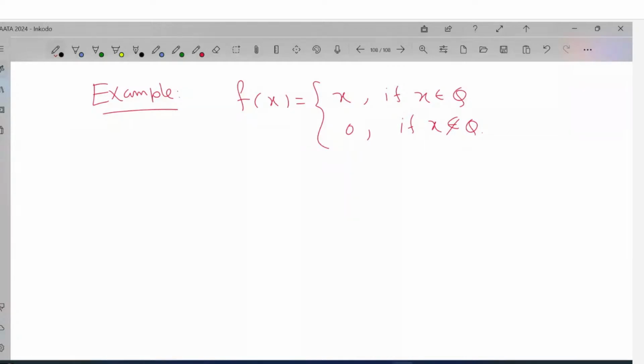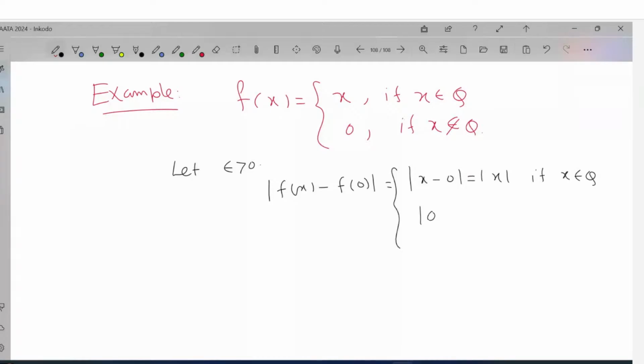Just take epsilon greater than 0. We need to calculate f(x) minus f(0). So what is f(x)? If x is a rational number, then it will be x and f(0) is 0. So x minus 0 is nothing but mod x if x belongs to Q. And if x is irrational, then 0 minus 0 will be 0 if x does not belong to Q. So obviously that means what?